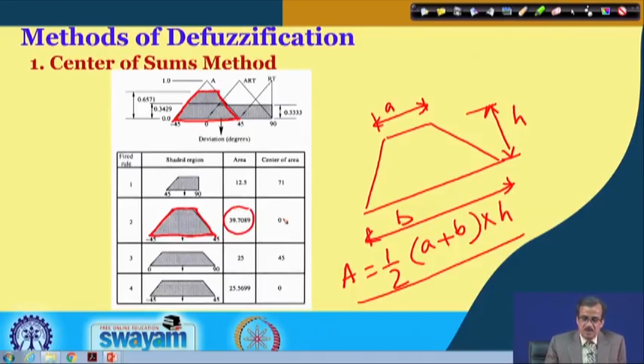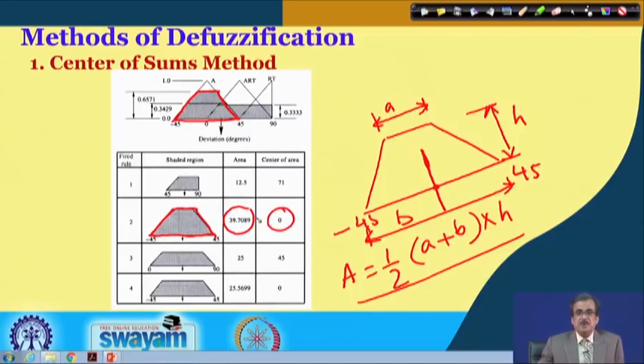And how to find out the center of area? Since it is symmetric, I can find out the center of area if it is minus 45 and if it is plus 45. So, the center of area should pass through 0. This is the way we can find out the area and center of area. The same method you can also adopt for this.